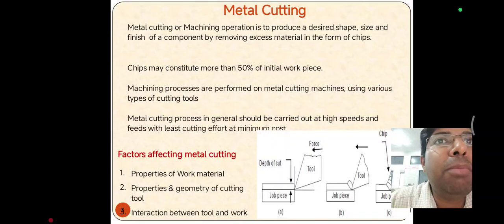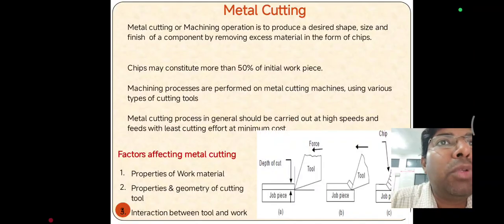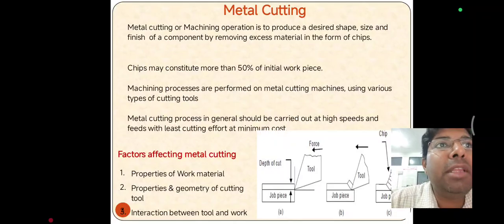Now these machining processes are typically carried out on specialized machines designed for metal cutting. They use a variety of cutting tools tailored for different tasks. The goal here is efficiency, performing the process at very high speeds and feeds to maximize productivity while also minimizing the effort needed to cut. This helps keep costs down and makes the process more economical.